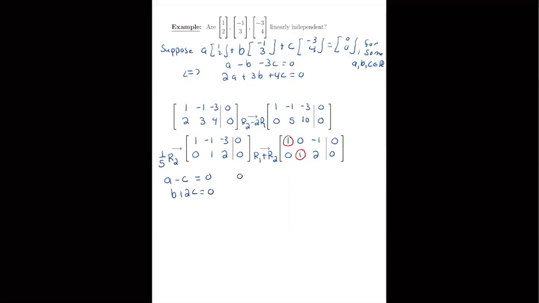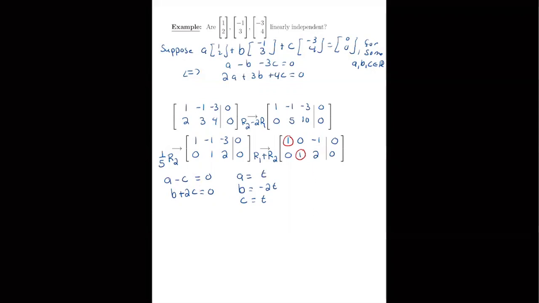So if I solve for my leading variables, I'm going to solve for A and B. C is a free variable. There's no leading entry in its column, so we assign C a parameter. We're going to call this T. And then solving, oops, that's a plus sign. So here we're going to get B is negative 2T. And again, bringing the C over, A is just T.